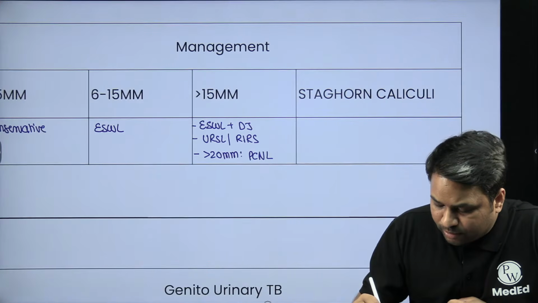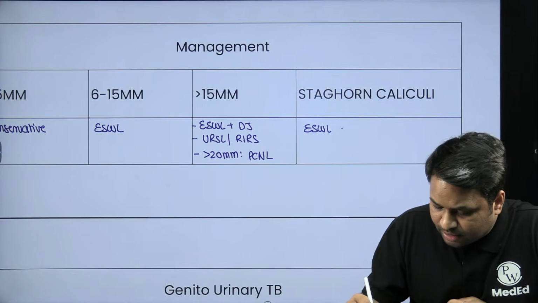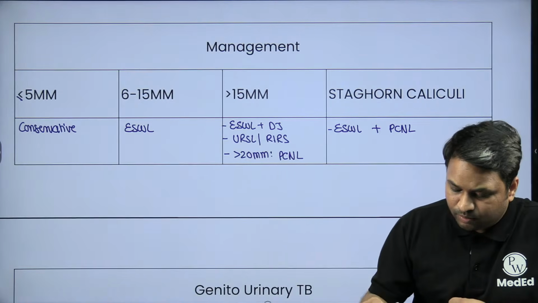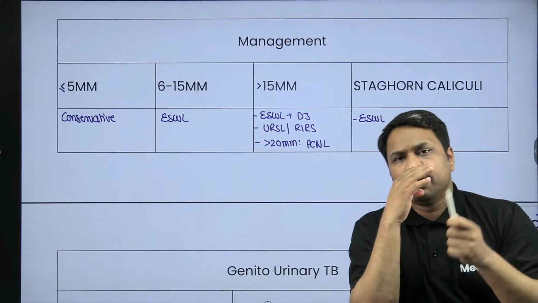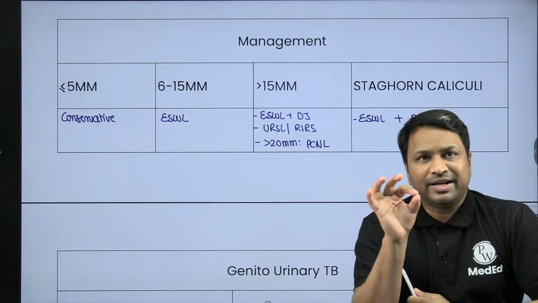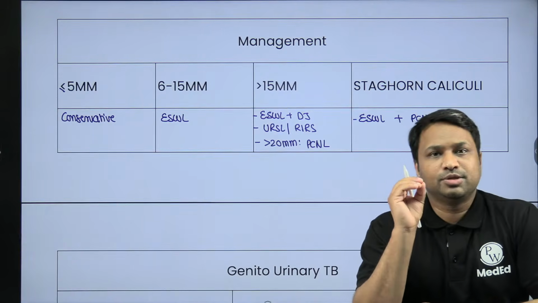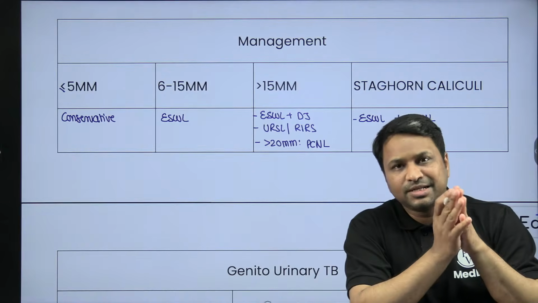Staghorn calculi is going to be an ESWL with PCNL. If it fails, then you can do open surgery. Again, don't go for a lot of details across here. You need to remember that the ESWL will require multiple settings. Whenever you're doing any procedures which requires a ureteric intervention, DJ stenting is a must.